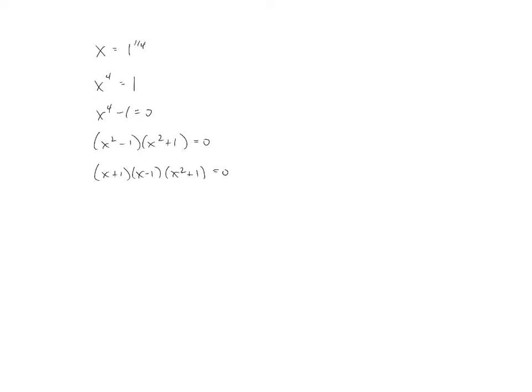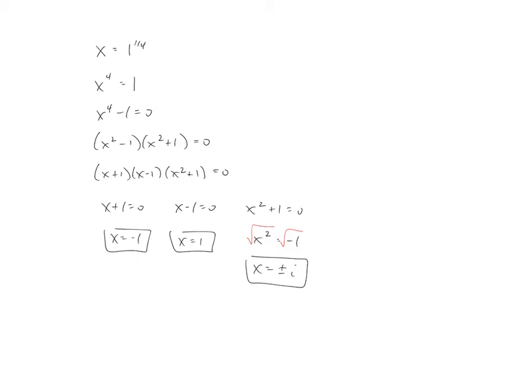And then if I take each one of these factors and set it equal to 0, you can see x would equal negative 1, x would equal 1, and then when I move the 1 to the other side and I square root the negative 1, I get x equals plus or minus i. And those are the same four answers that we came up with the trigonometric way.